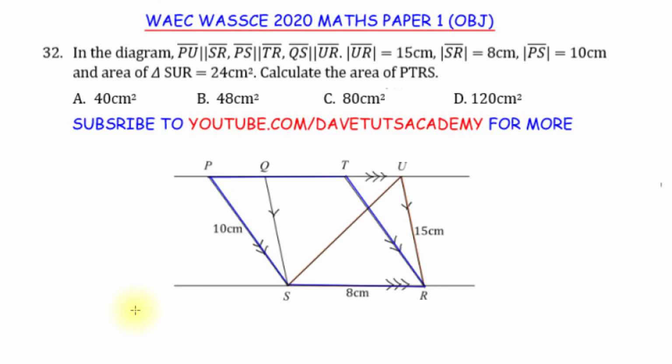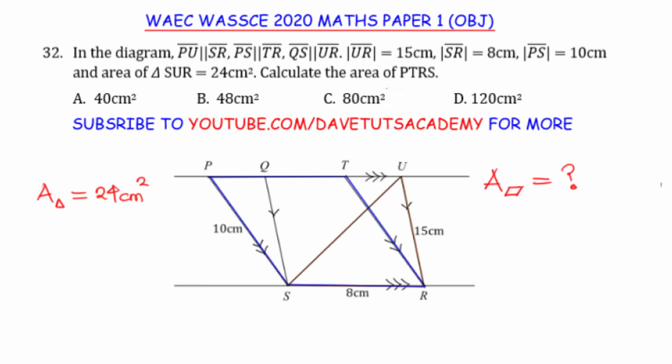Okay, that's a parallelogram. We are given this particular triangle SUR, whose area we identified as 24 centimeter square, but we have to look for the area of the parallelogram that was given as PTRS. Now, how do we use all this formula and all this information that we are given to solve for this?